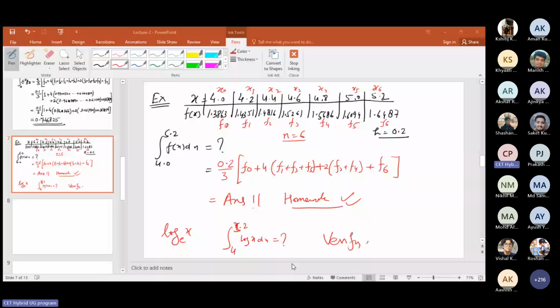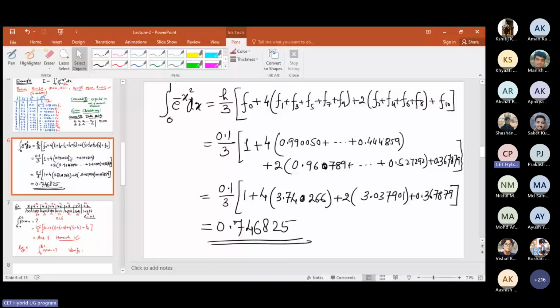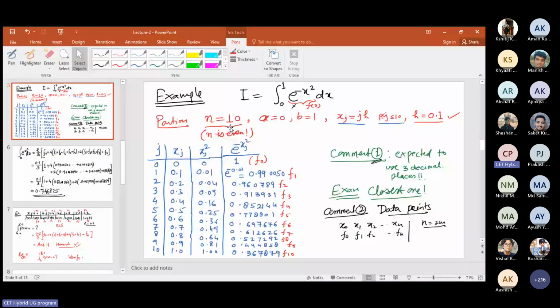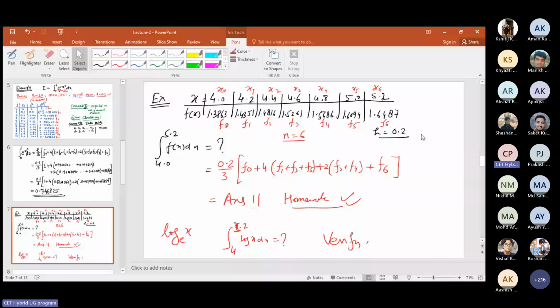यहाँ पर भी देखो हमने पार्टीशनिंग कितने पॉइंट में करी थी. इस वाले क्वेश्चन में 10 हिस्से में करी. 10 is an even number. यहाँ पर भी पार्टीशंस कितने हुए? 4 to 4.2, 1; 4.2 to 4.4, this is 2, this is 3, this is 4, this is 5, and this is 6. So total number of partitions are 6.